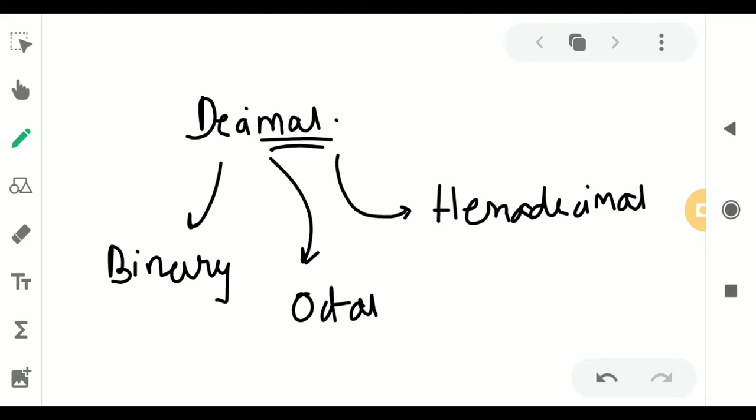And yes, there are many other than these, but the most used number systems are these four: decimal, binary, octal, and hexadecimal. All right. Now we'll try to understand all the number systems and how we can convert numbers from one number system to a different number system.